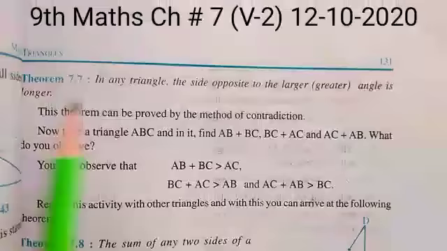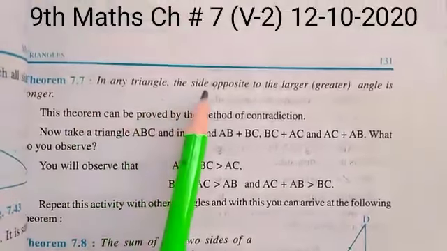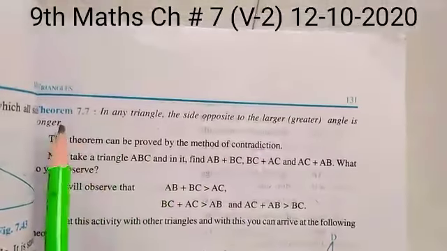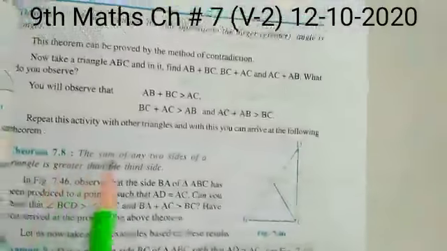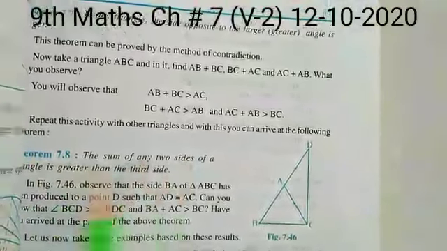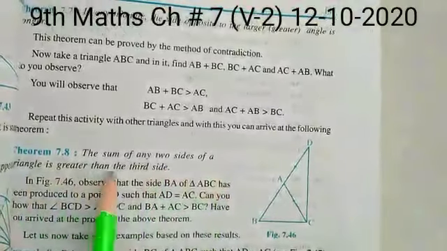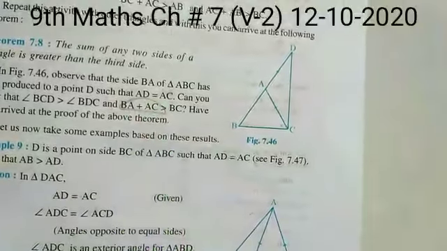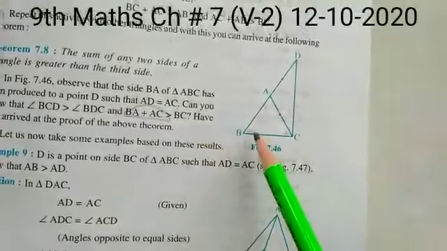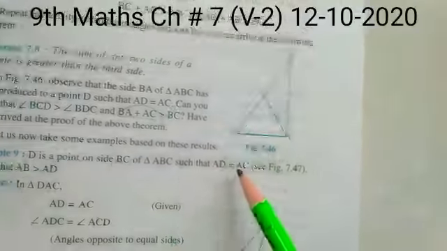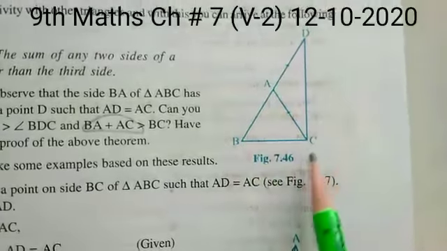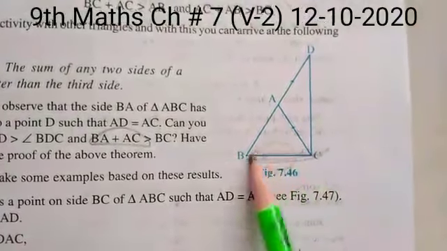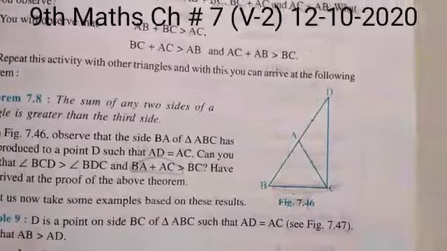Now theorem 7.7: in any triangle, the side opposite to the larger angle is longer. So it is the converse of theorem 7.6. Okay. Now theorem 7.8: the sum of any two sides of a triangle is greater than the third side. Means if we add any two sides, it is always greater than the third side. That we have proved in the Pythagoras theorem also. So here we can say that AB plus AC is always bigger than BC. This is said by theorem 7.8.